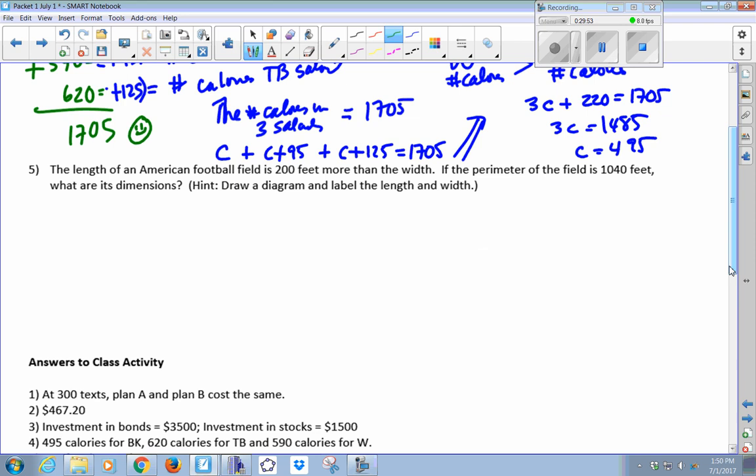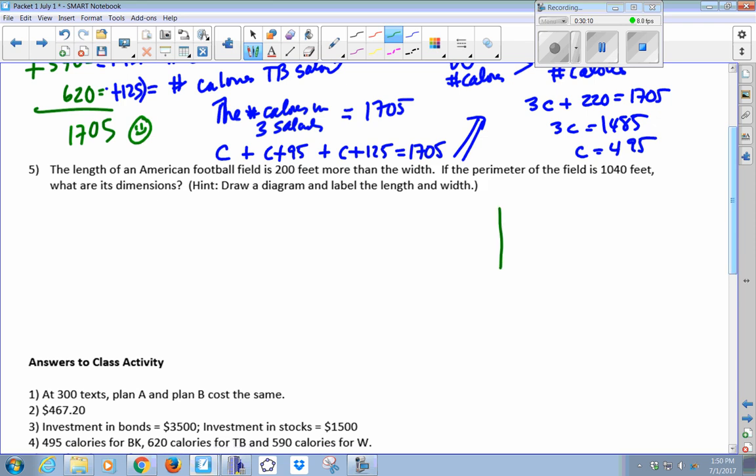This next one involves area, perimeter type of problem. In this case, it's just perimeter. And so it's a geometric problem, and I never do these problems without drawing. I always draw a diagram, always.